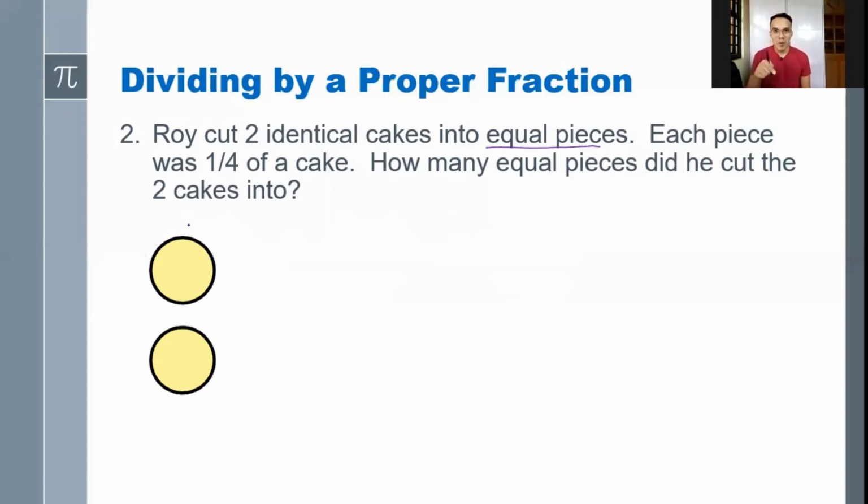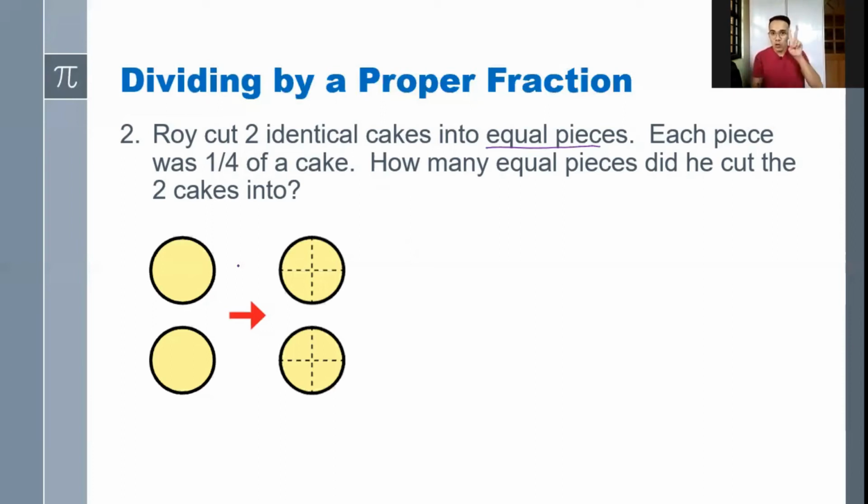What we know about here is each piece is 1/4 of one cake. It means we're going to divide each cake into 4 equal parts. So we have something like this. So the question here is how many equal pieces did he cut the 2 cakes into? Or how many 1/4s, how many quarters are there in 2 wholes?